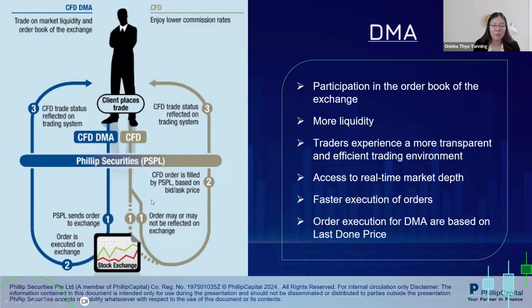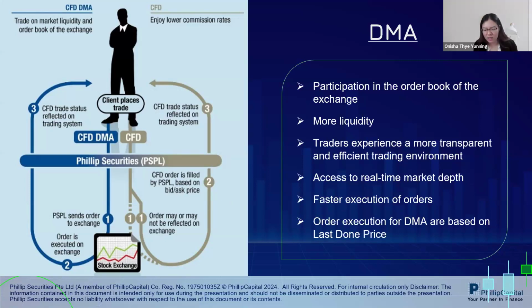Your order may or may not be reflected on the exchange, depending on the liquidity. It's actually similar, just that some traders prefer a more transparent and more efficient trading environment, because that's what you get when you trade on the exchange. You will have faster execution of orders and access to real-time market depth if you go through DMA. The order execution for DMA is also based on last done price, not on bid and ask. So those are a few differences.